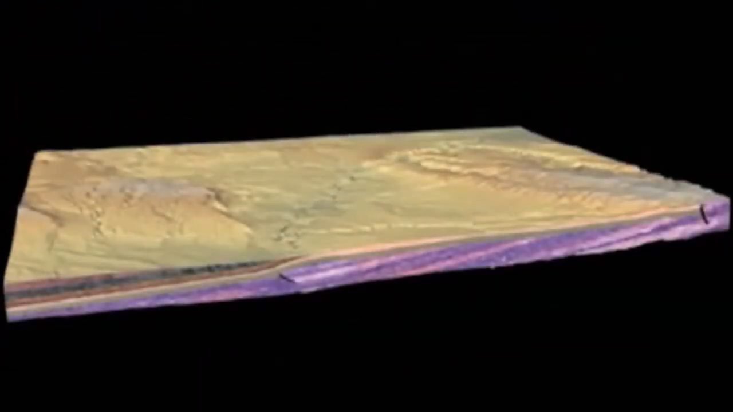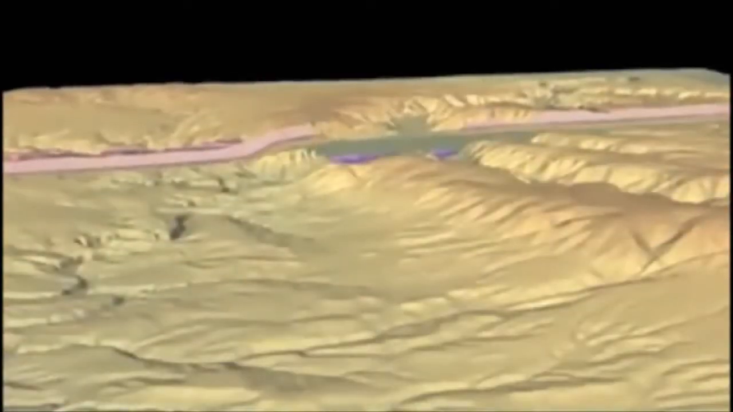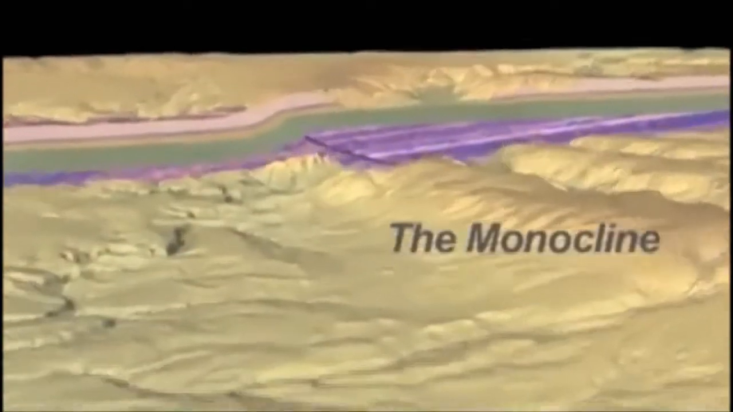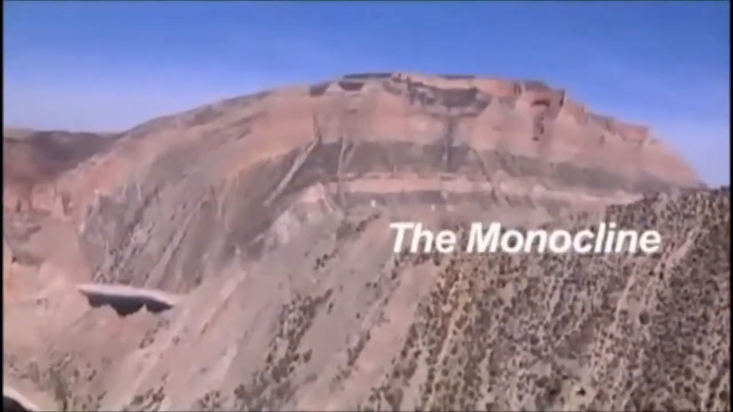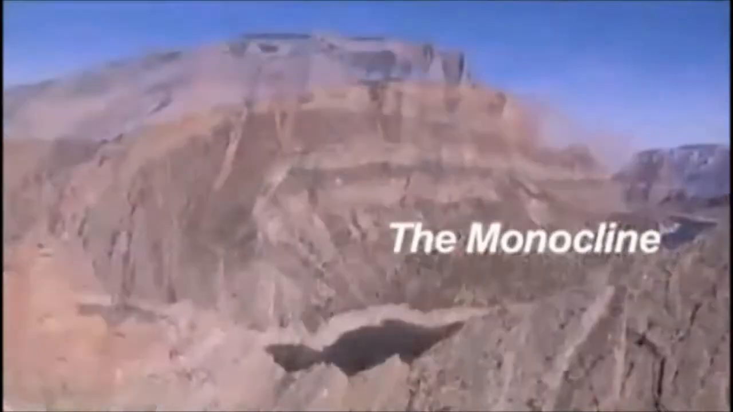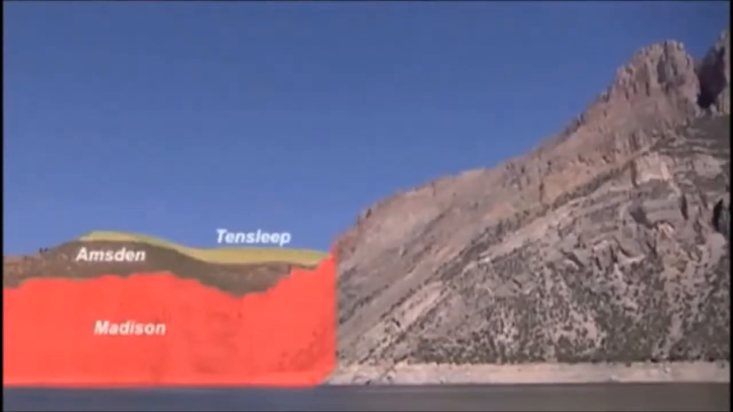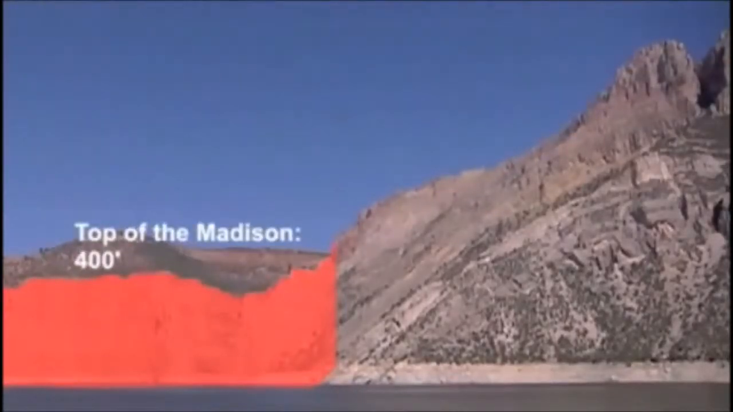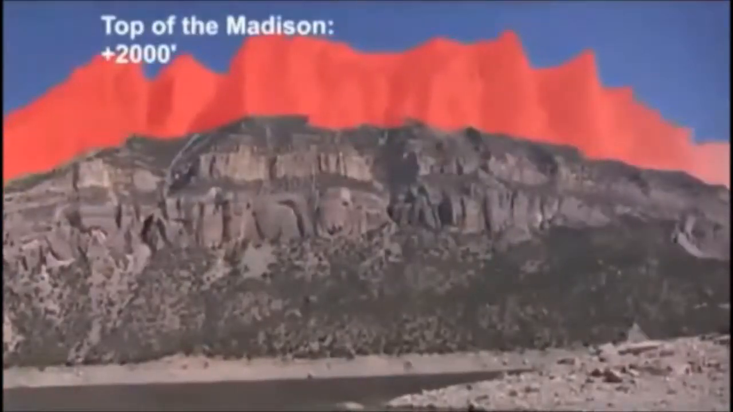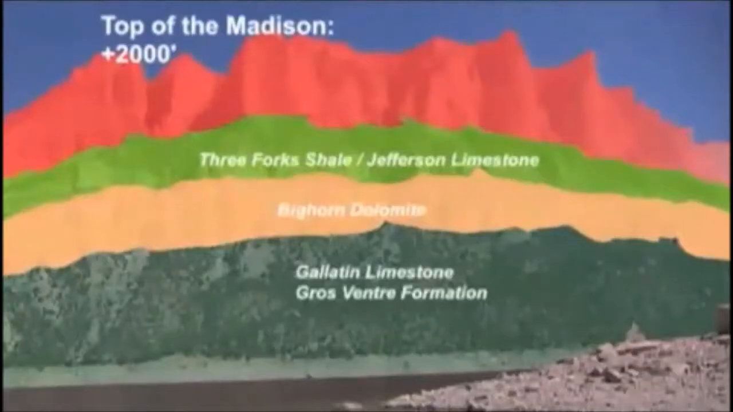Evidence of such compressional forces can be seen at the entrance to Bull Elk Basin in the striking geologic feature known as the monocline. At the monocline's base, the top of the Madison limestone lies 400 feet above Bighorn Lake. East of this, however, the Madison has been uplifted to over 2,000 feet above the water.